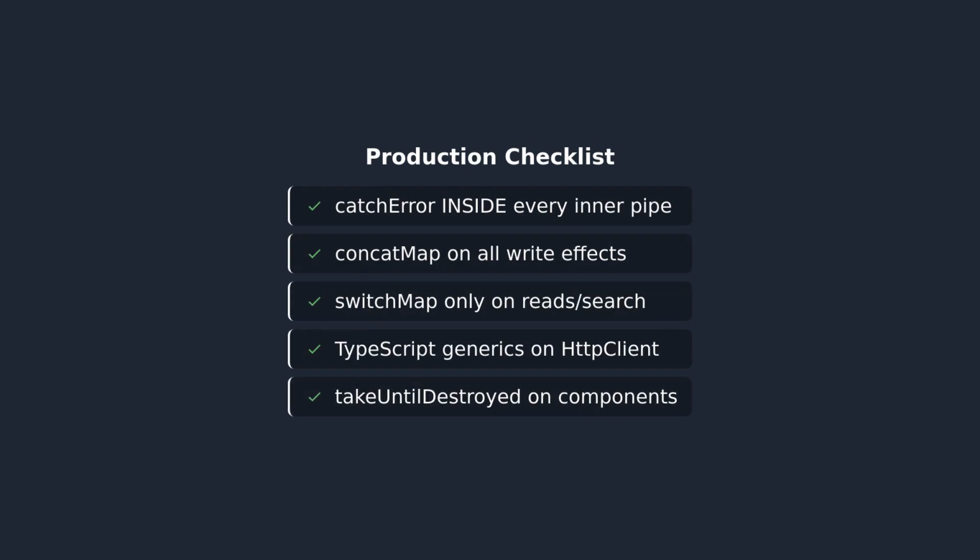Before you ship, run through this checklist. catchError inside every inner pipe. concatMap on all write effects: save, update, delete. switchMap only on reads and search. TypeScript generics on every HTTP client call, and takeUntilDestroyed on component-level streams.